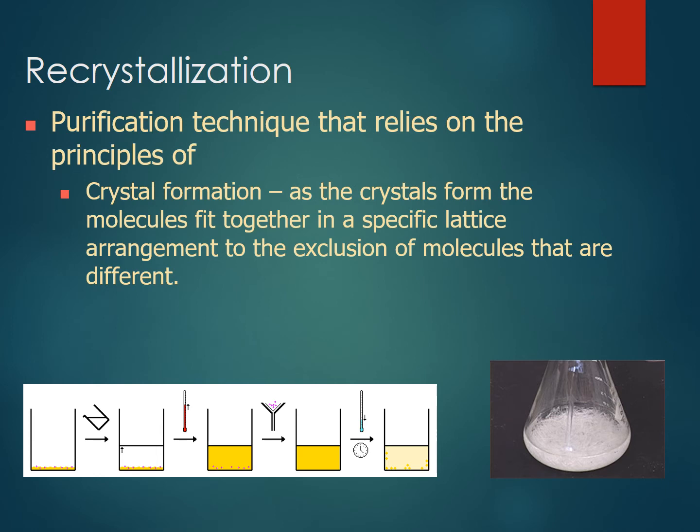Now, if you imagine that you're trying to build a wall to your house, and you're using bricks, and then all of a sudden you have a cinder block, right? It's going to throw off the integrity of that wall. It's going to throw off the shape. And that's the idea behind recrystallization. You're keeping only the bricks and you're getting rid of the cinder blocks. So you're keeping one molecule but excluding the other from the formation of those crystals.